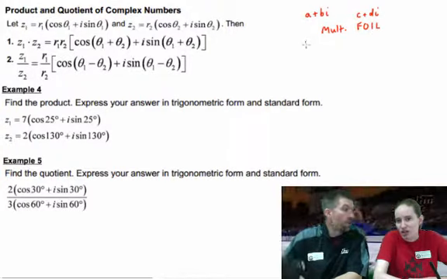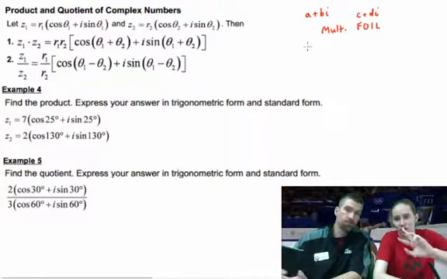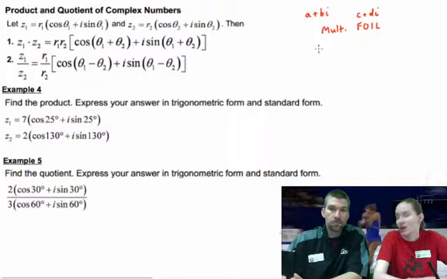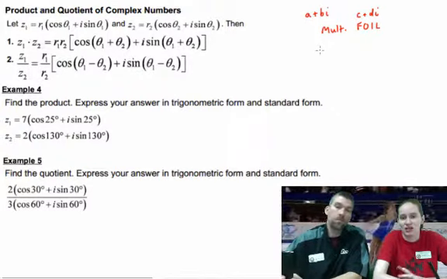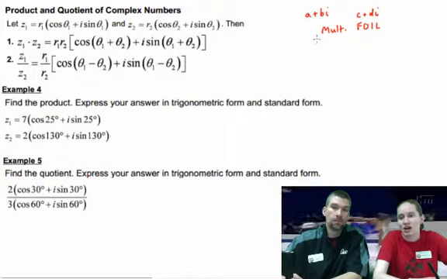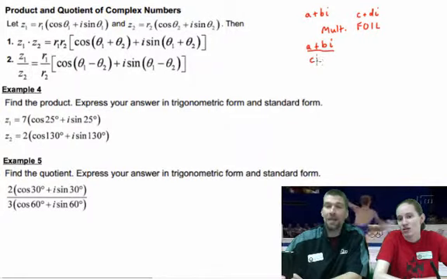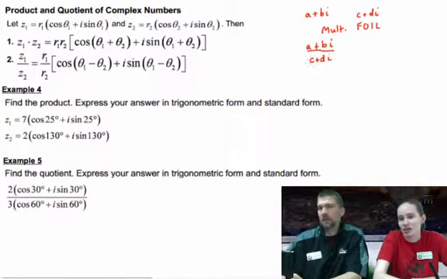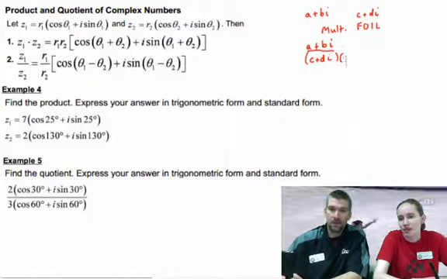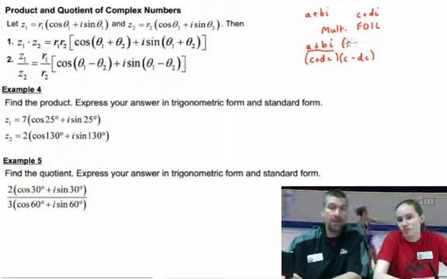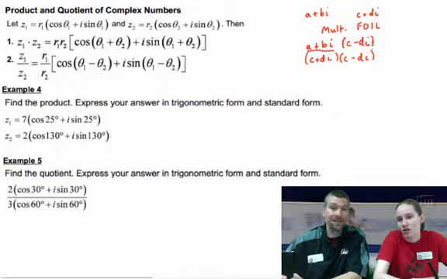If they were complex conjugates, which means the only thing different is the sign in front of i, then you might have an easier time. But for multiplying, you want to FOIL. If you were to divide those, you would have to multiply by the complex conjugate to clear out that denominator and make it a real number instead of a complex number.